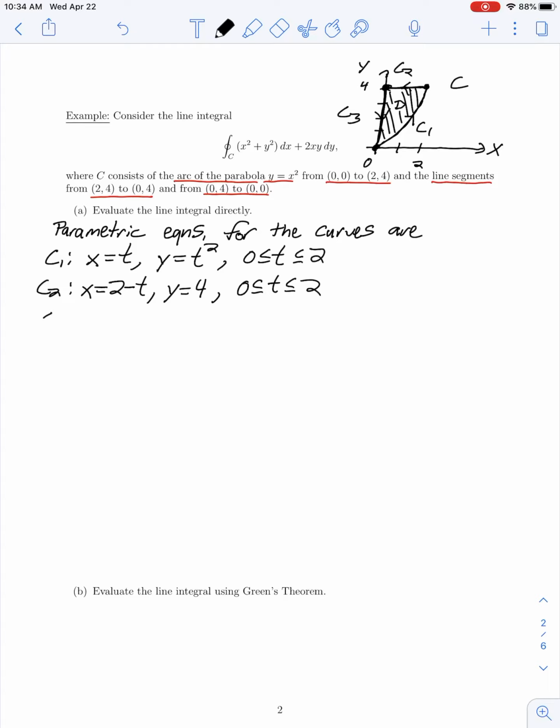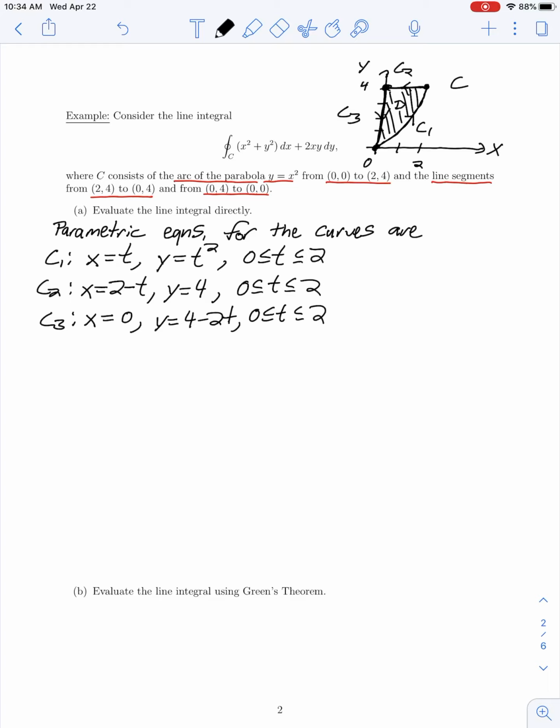And then for our third segment, C3, for each point on the line segment C3, well, it's on the y-axis, so our x value would be a fixed value of 0. And then y moves from 4 to 0. So one way that we could parameterize y would be to take 4 minus 2 times t, as t ranges from 0 to 2.